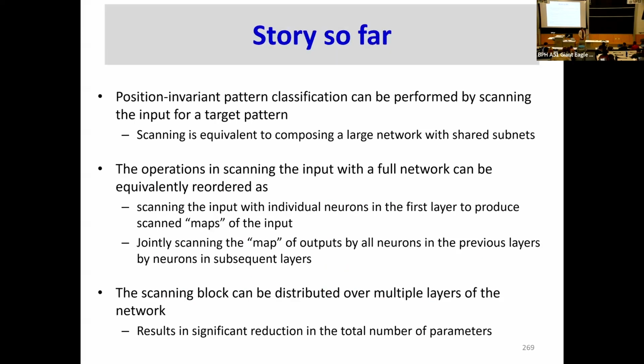So here's the story so far. Position invariant pattern classification can be performed by scanning the input for a target pattern, which is equivalent to composing a large network with shared subnets. The operations in scanning the input with a full network can be reordered as scanning the input with individual neurons in the first layer to produce scan maps of the input, and by jointly scanning the maps output by all the neurons in the previous layer and in subsequent layers. And the scanning block can be distributed over multiple layers of the network.